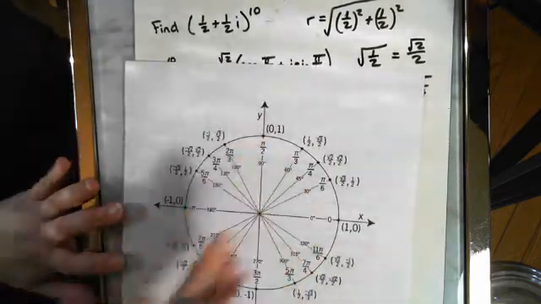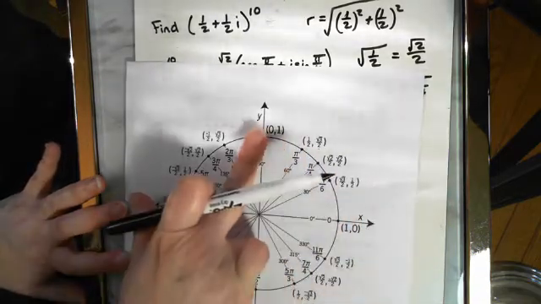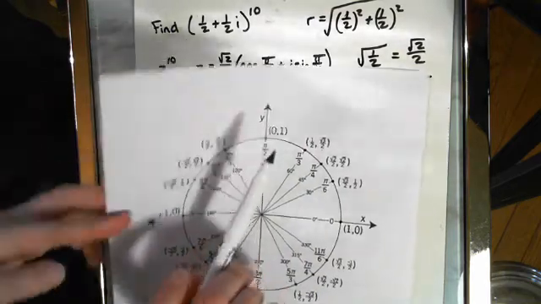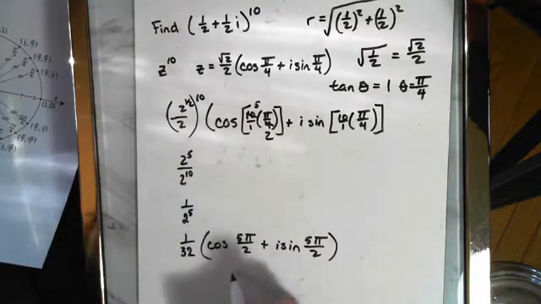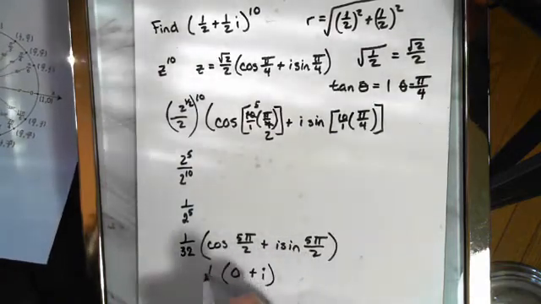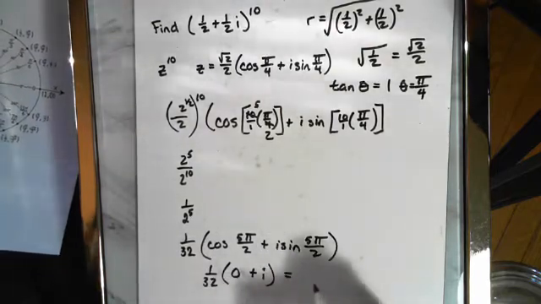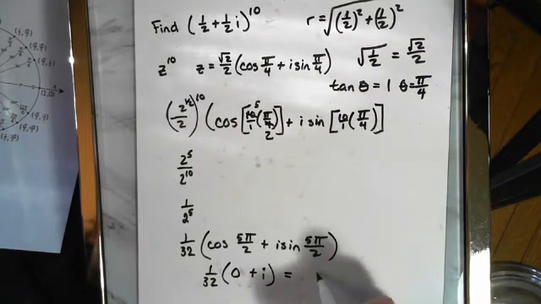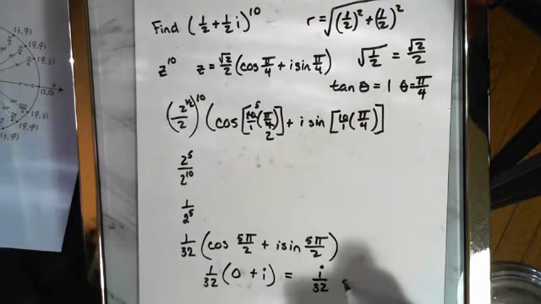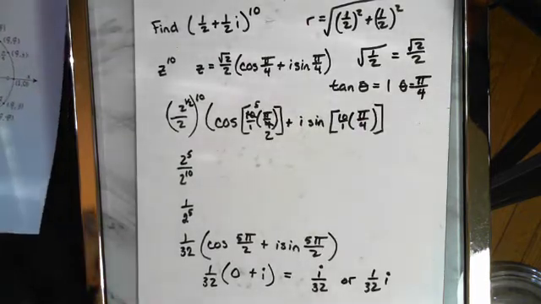So 5 pi over 2, let's take a look at where that would be. This is 1 pi over 2, 2 pi over 2, 3 pi over 2, 4 pi over 2, 5 pi over 2. So cosine is 0 and sine is 1. Okay, so this is going to be 0 plus i times 1. And it's 1 over 32 times that. Okay, which is 0 plus 1 over 32 times i. So I can write it like this, or I can write it like this, but that's basically what it is.